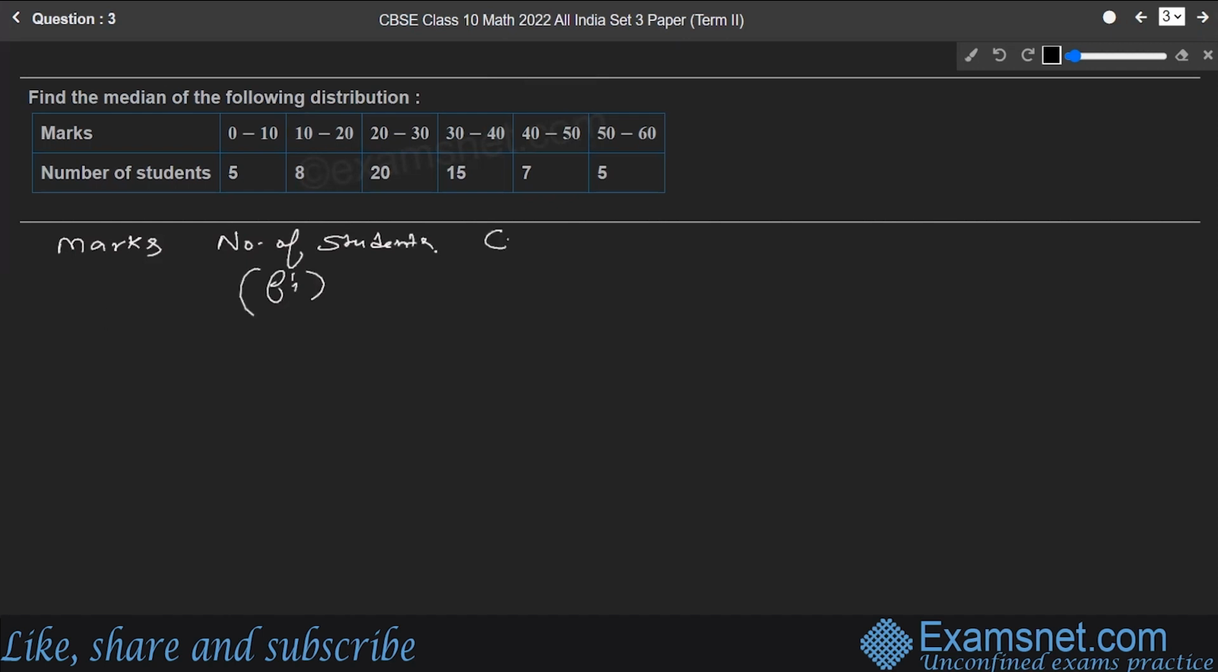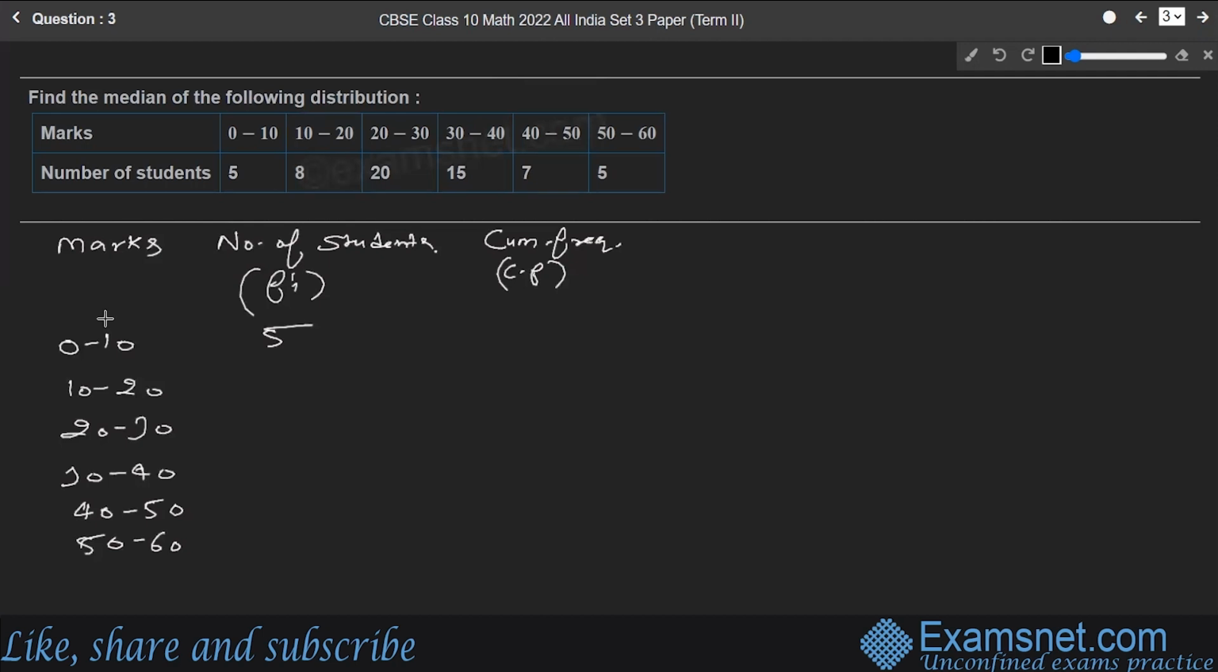Then we are going to have to do cumulative frequency, which we designate as CF. This is done for the case of median. Let us write down all the classes: 0 to 10, 10 to 20, 20 to 30, 30 to 40, 40 to 50, and 50 to 60. What are the frequencies available? Let us copy them from the question itself. The frequencies are 5, 8, 20, 15, 7, and 5.